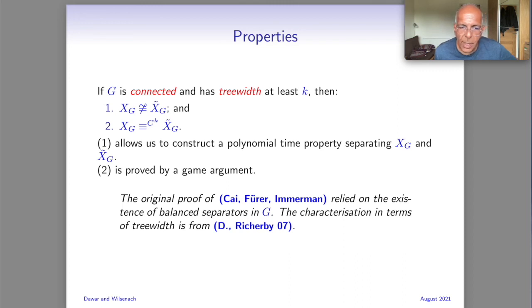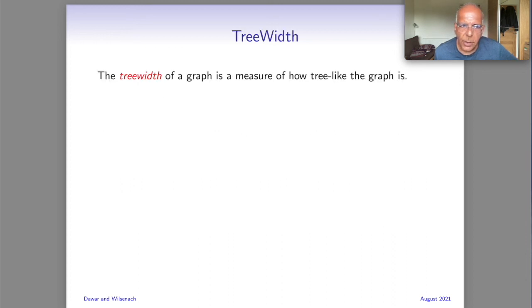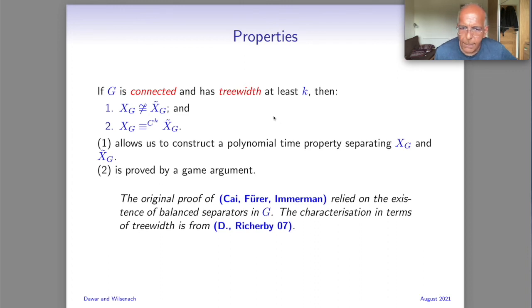The original proof in Cai-Fürer-Immerman didn't say anything about tree width. They relied on the existence of balanced separators, but tree width gives a nice way of arguing it based on certain cops and robbers games. Okay. The construction is a bit complicated if you haven't seen it before. So let's explore some properties of this construction. And maybe I'll do that before I talk about tree width.